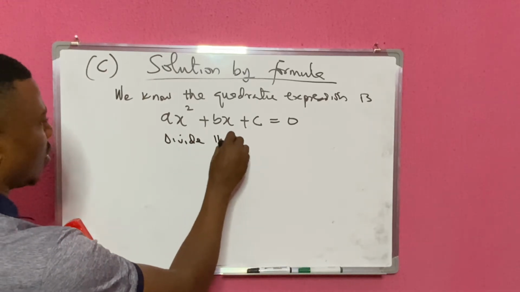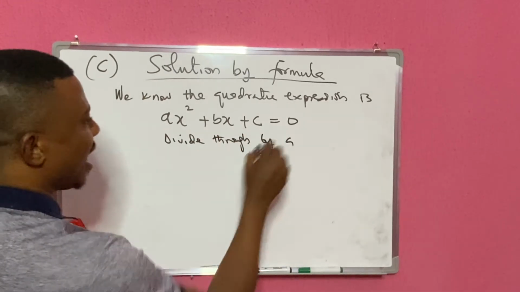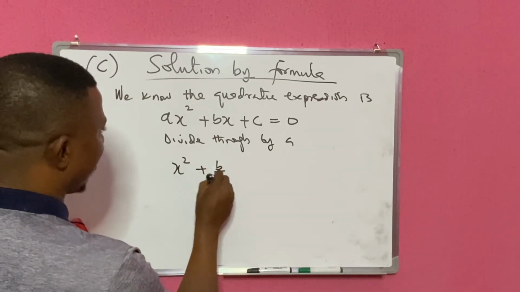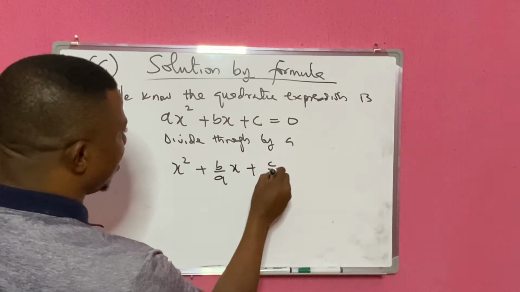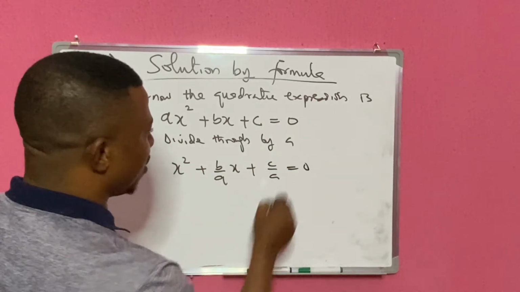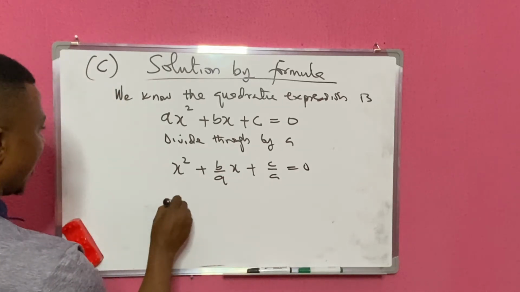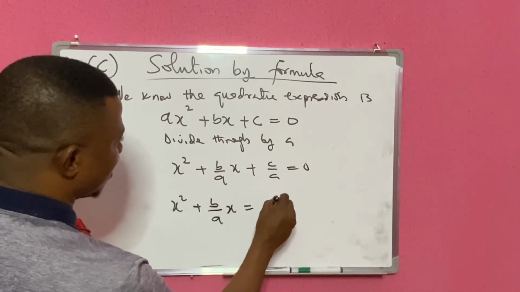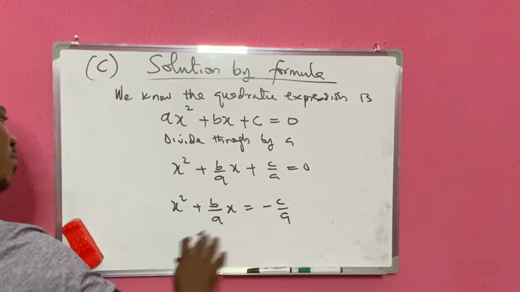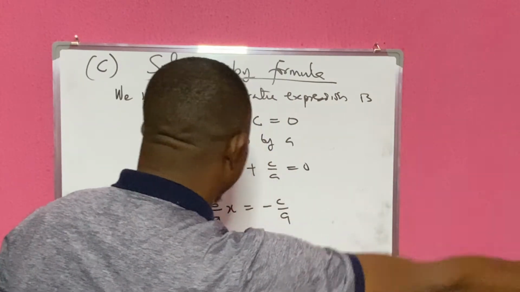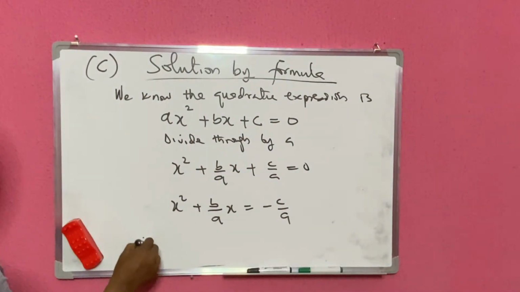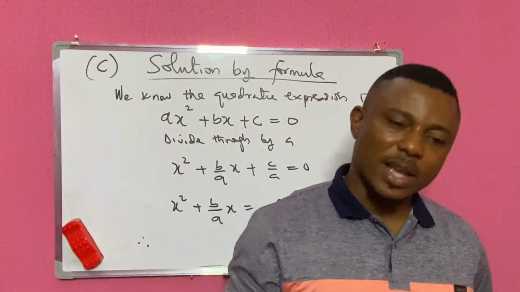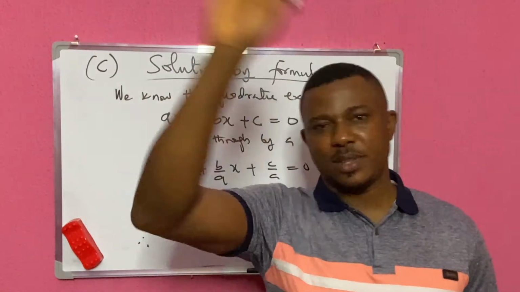Divide through by a. You have x squared plus b over a x plus c over a equals 0. So x squared plus b over a x is equal to minus c over a, when I move this plus c over a to my right hand side. What next will I do? Remember I said divide the coefficient of x by 2, square your value and add to both sides.